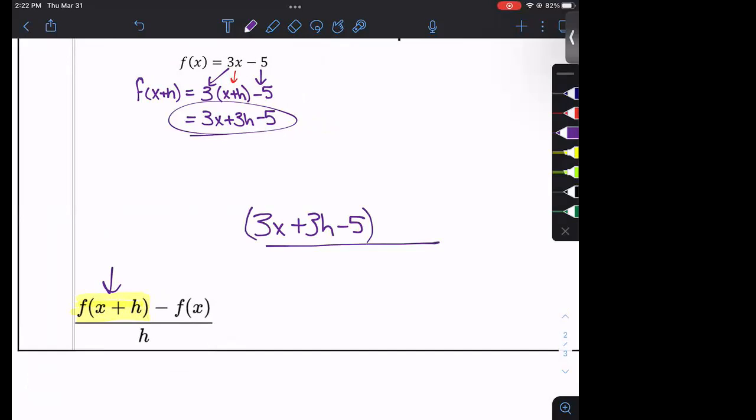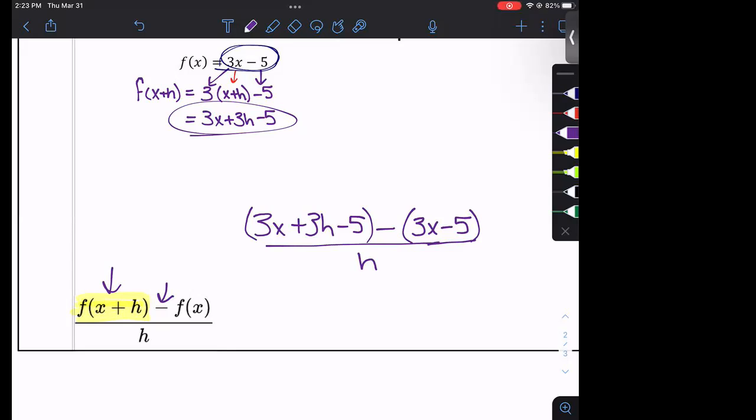That's first. Then we need a minus sign. That minus sign's coming down here from this formula. And then we need f of x. Well, f of x is actually the information that we were given earlier. So it's just this piece right here, the 3x minus 5. And then that's all going to get divided by h. So we've put our 3 little pieces together, and now we just need to simplify.